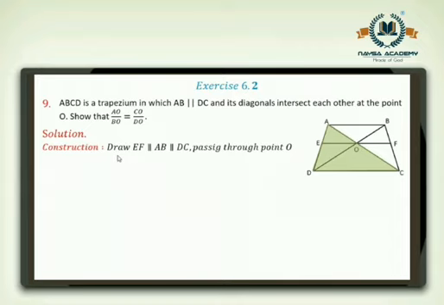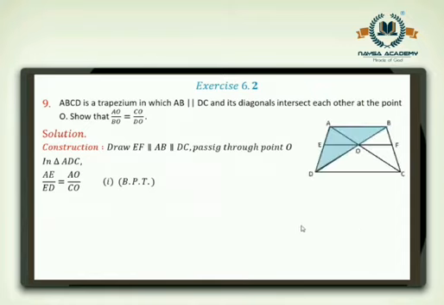We draw EF parallel to AB. Now as AB and DC are parallel, when I draw EF parallel to AB, it will also be parallel to DC and it is passing through point O. So we have drawn EF parallel to AB in such a way that it passes through point O, which is the intersection of diagonals. Now in triangle ADC, EO is parallel to DC. Therefore, by basic proportionality theorem, we can say that AE upon ED equals AO upon OC.